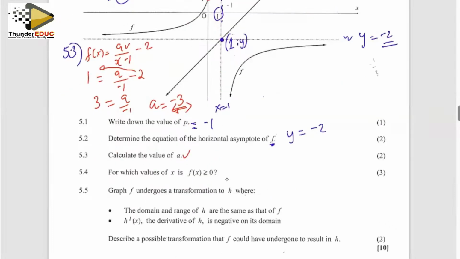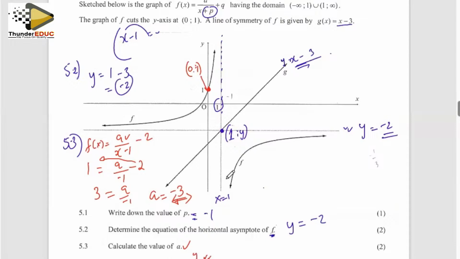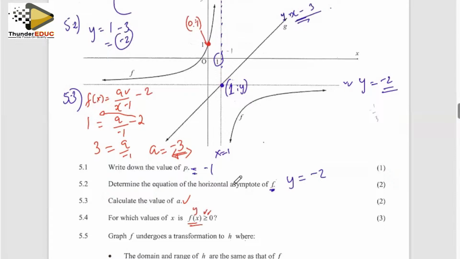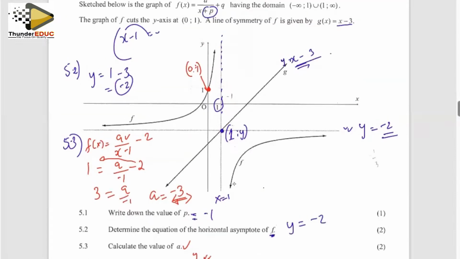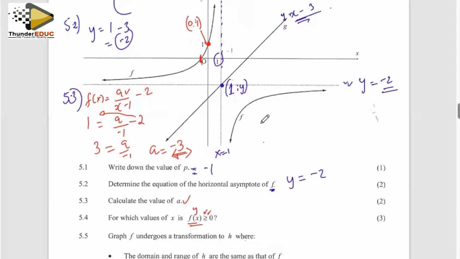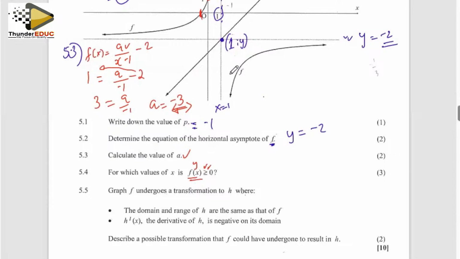Then for which values of x is f of x greater or equal to 0? For which values of x is f of x greater or equal to 0? So where do we find the y being above the x-axis? That is the question of interest. For 3 marks. Okay. So this graph is above the x-axis from this point here. In other words, this question wants us to get the x-intercept.